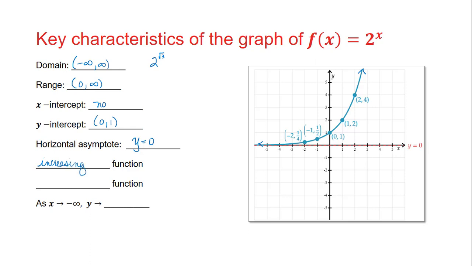And also, if I do the horizontal line test, I find that this is also a one-to-one function, which means that it will have an inverse, which we'll talk about later.